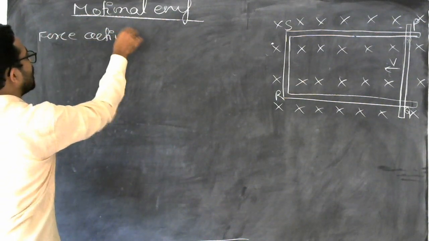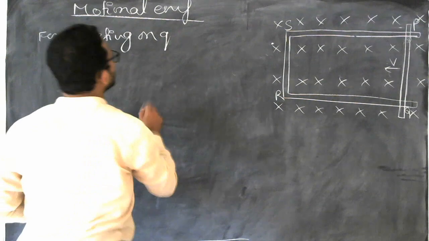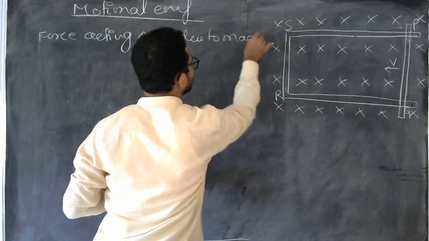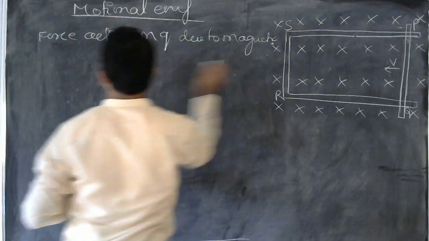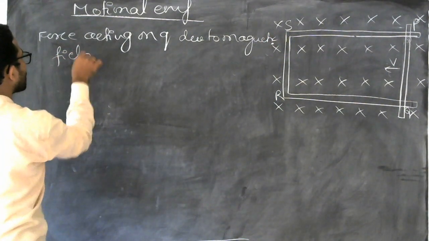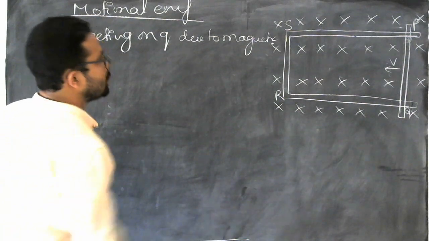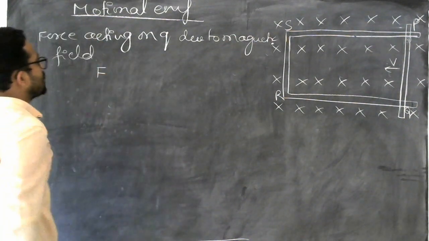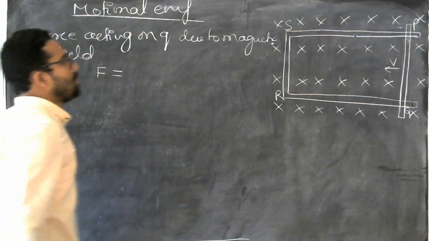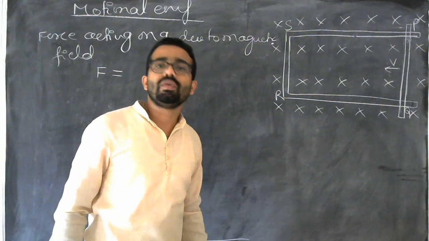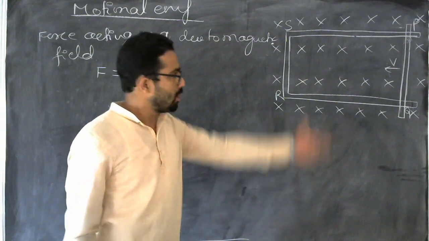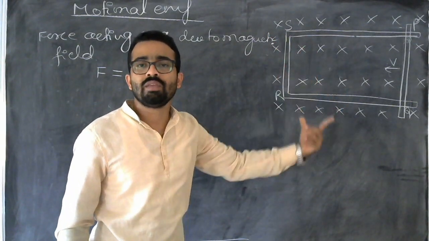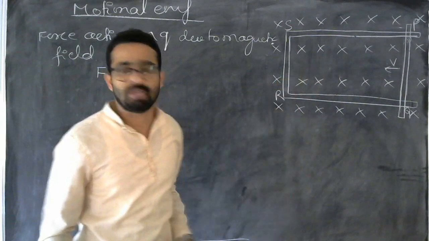Force acting on q due to magnetic field. Let's find the force. F is equal to, what is the formula? F = q(v × B). That is the formula for the force acting on a charged particle moving in the presence of a magnetic field.